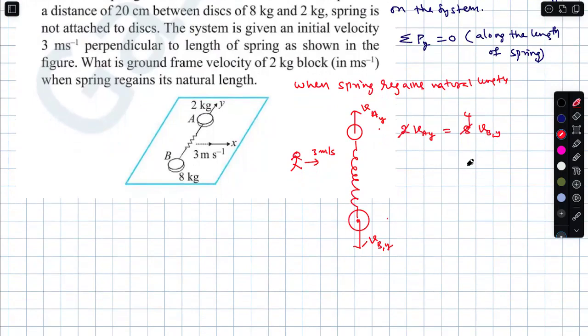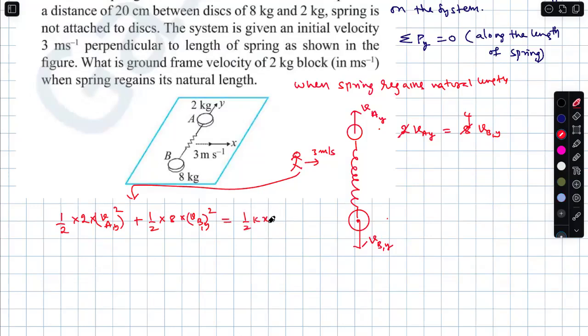Right. Now I apply conservation of energy. Half times 2 Vay square plus half times 8 Vby square. The energy is all this, the energy stored in the spring.